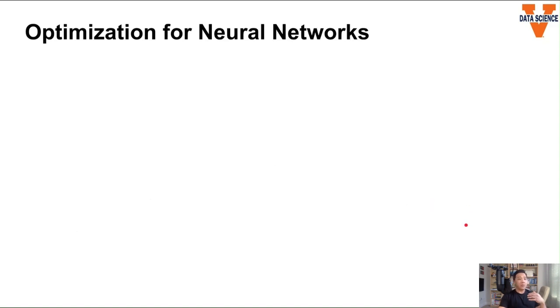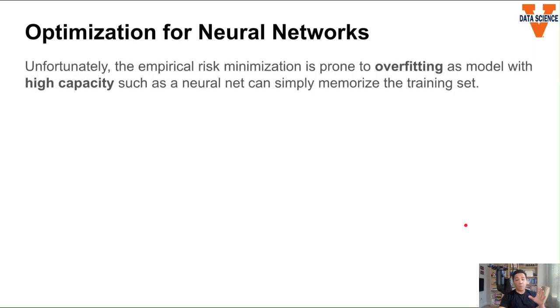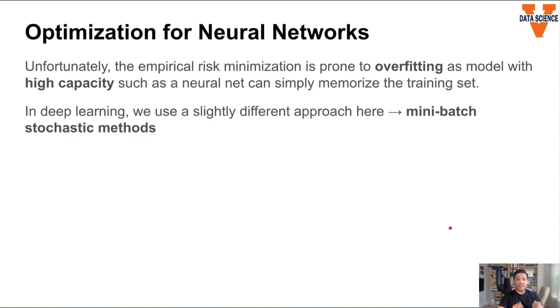Now, optimization for the neural network. Unfortunately, the empirical risk minimization approach is prone to overfitting, especially with models that have high capacity, such as a neural net. We talked about overfitting in the last lecture, because the neural net can simply memorize the whole training set. So in deep learning, we take a slightly different approach: minimize the error by mini-batch stochastic methods.